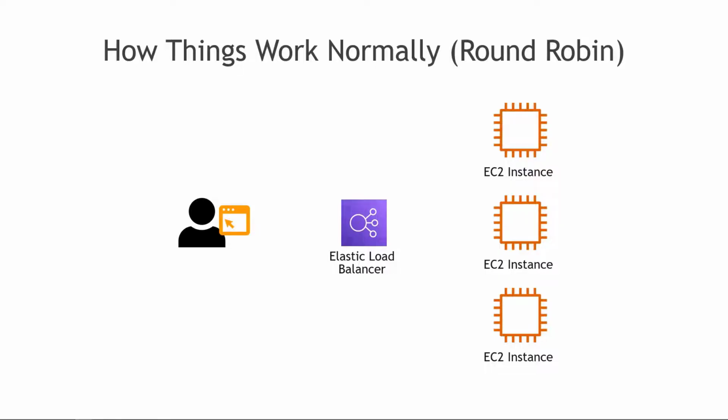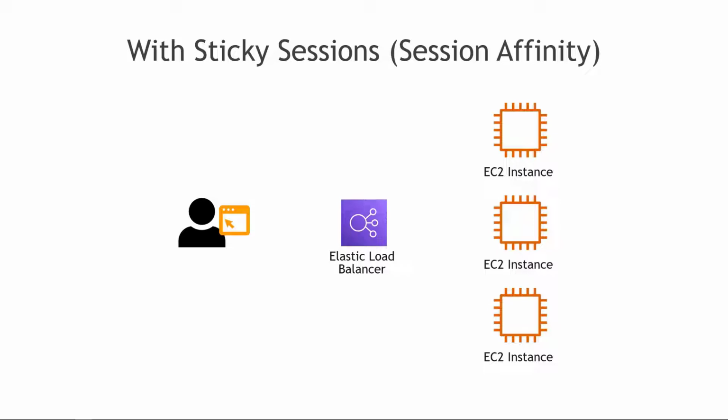By default, the way a load balancer routes traffic is using a round robin model, which basically means that one request comes in, we route it to an instance. Request two comes in, we route it to the next instance. Three comes in, we route it to the next instance, and so on. But maybe you want to route all three of those requests to the same instance.